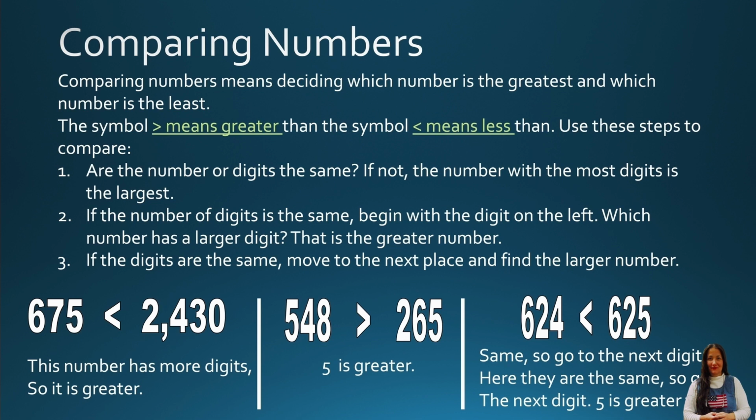Let's review this sequence. If we look at the 6's, they're the same. Go to the next digit, 2. Here they are the same. So go to the next digit, 5 is greater than 4.